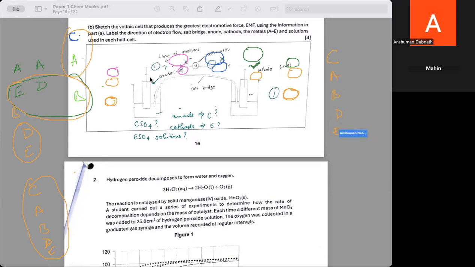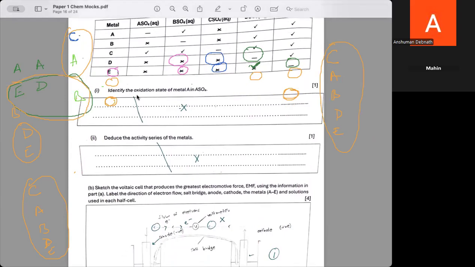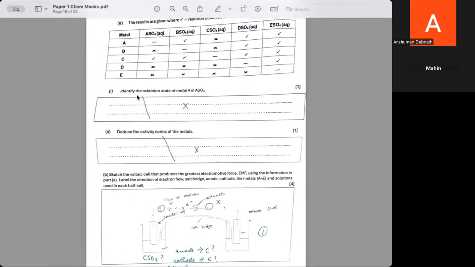Fine. Take a screenshot of this page. Can you write down somewhere C, A, B, D, E? I'll take a full screenshot. You have to take a screenshot. Can you go back? Can you just make it a little bit bigger? Fine. Just take a screenshot of the entire question.